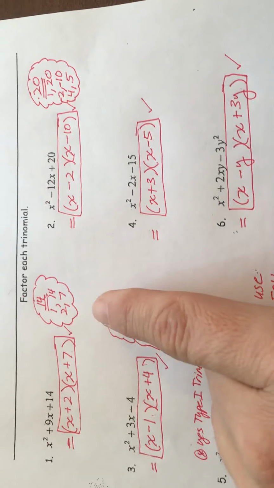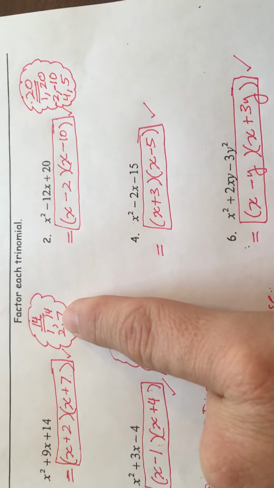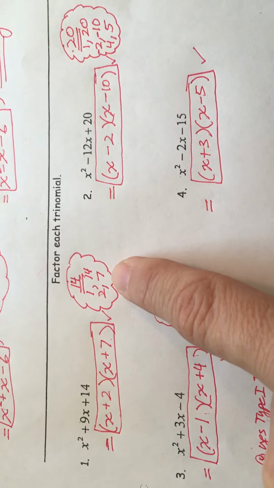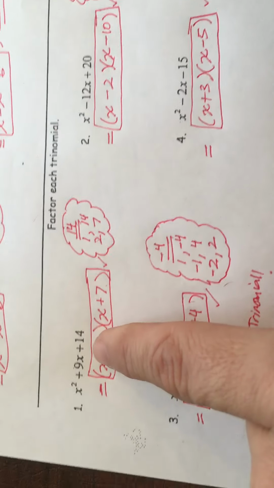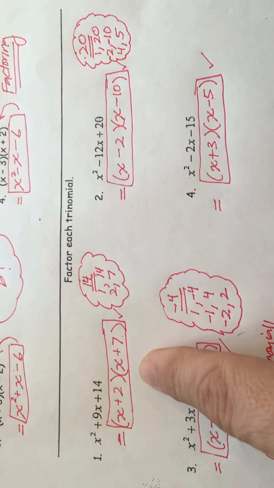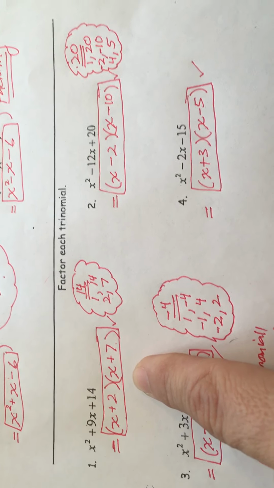Okay, we worked through some examples last time. We said it might be useful to make a list of the factors of c. In this case, c is 14. So we listed our factors. We're looking for the ones that add to 9. So 2 and 7 would be the factors that we use here.